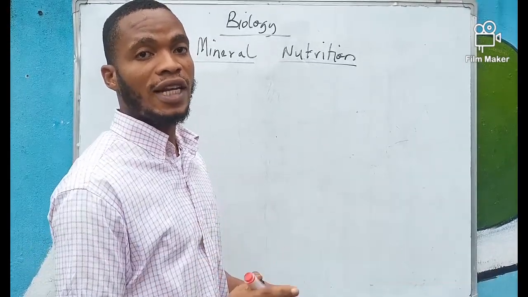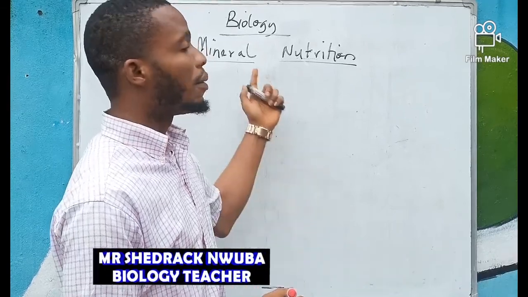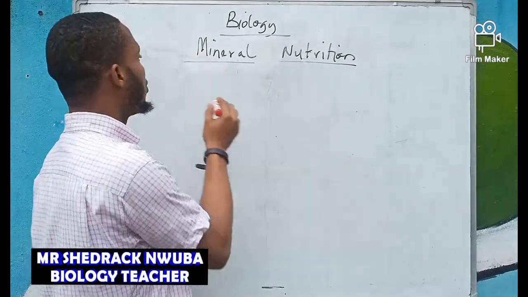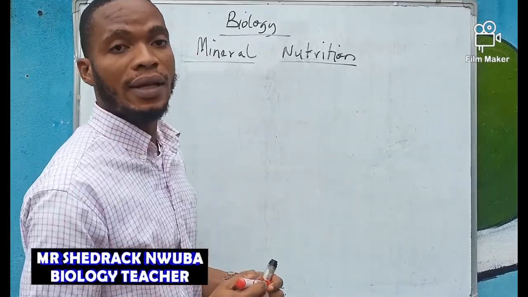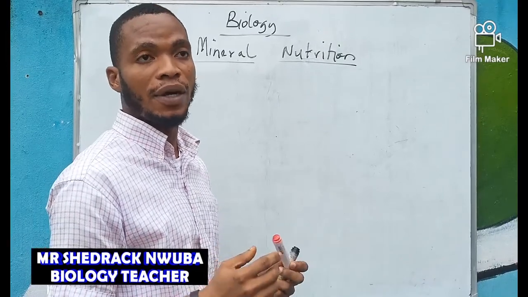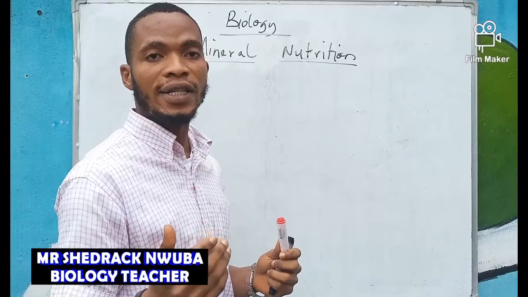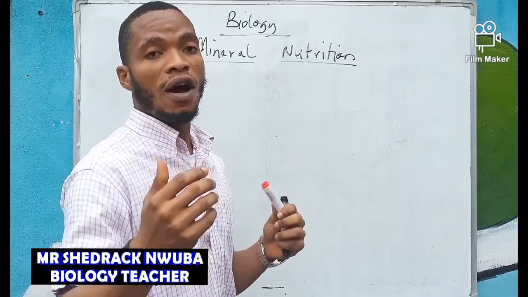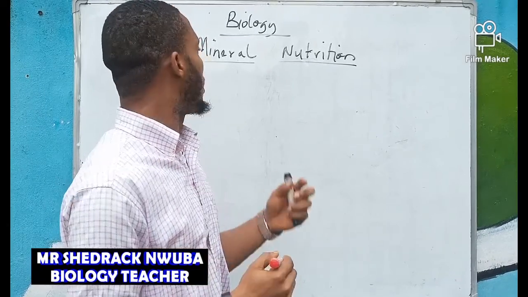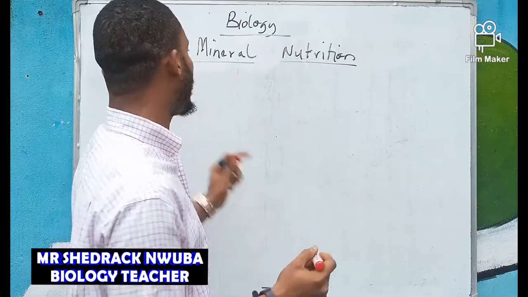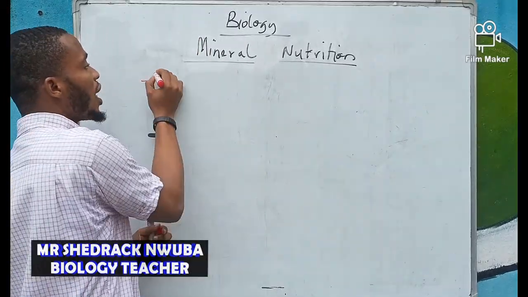Before we get down to business, let's have a recap of what we've done so far. Mineral nutrition. I told you mineral nutrition is a process by which plants obtain nutrients needed for their flourishment. I told you that plants can easily manufacture carbohydrate, but they also need protein, vitamins, and other sources of nutrients like animals. So they do that through mineral nutrition. Mineral nutrition, I told you, we have two types.